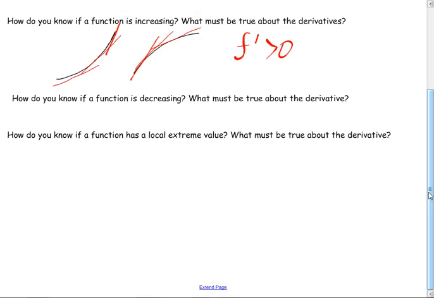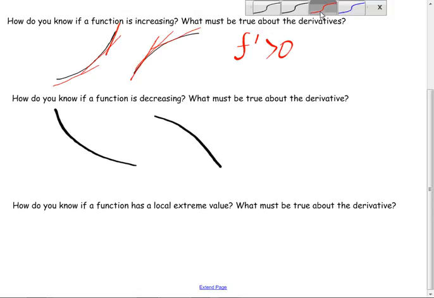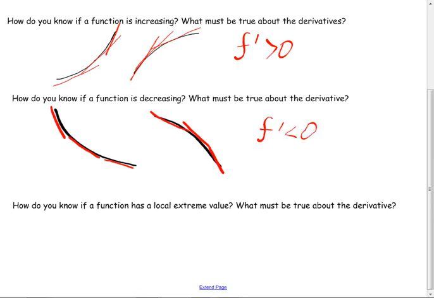Okay, what does the function look like if it's decreasing? It goes down, but it could go down this way or that way. What's true about the slopes of a decreasing function? They're negative. So I don't necessarily memorize it, I just look at the pictures. F prime is less than 0. By the way, this is your justification.